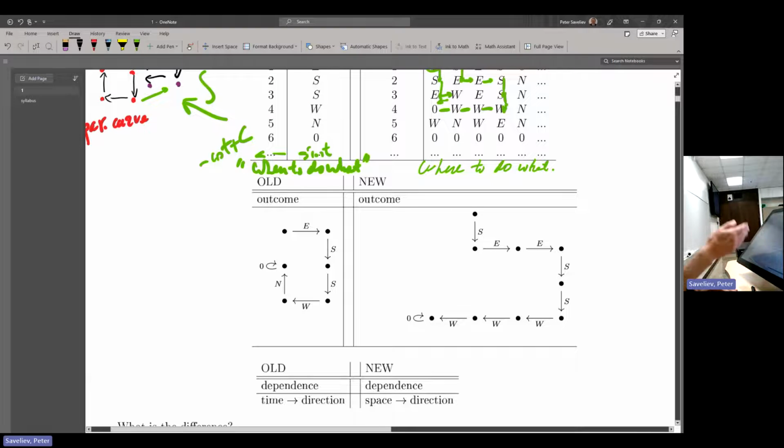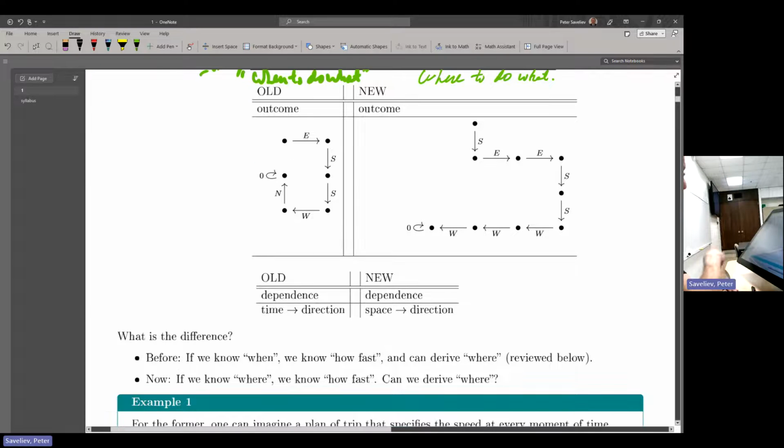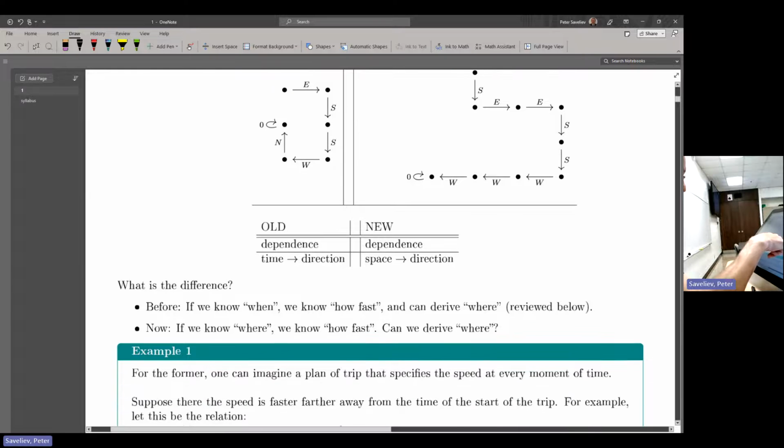Time gives you the direction, or space gives you the direction, and therefore calculus 1, 2, or 3 is out of place here for the most part. So we know when, we know how fast, and can derive where. We'll review that next. So that is calculus 1 for the most part. If we know where, we know how fast. That's case 2. So that's the actual differential equations, apart from everything else in calculus. Can we derive where? The answer is yes, but it is very hard. It is a big challenge.